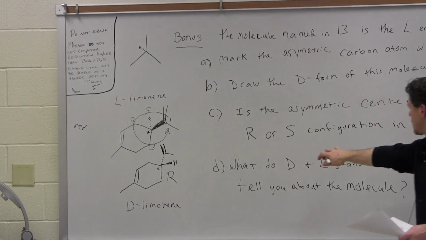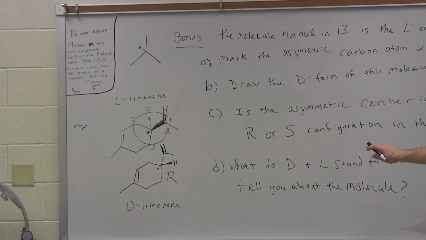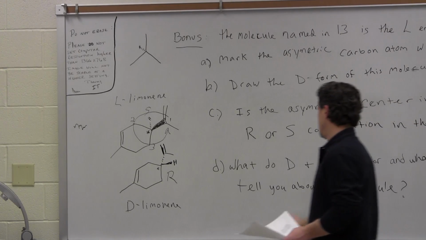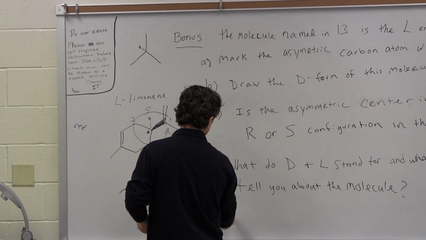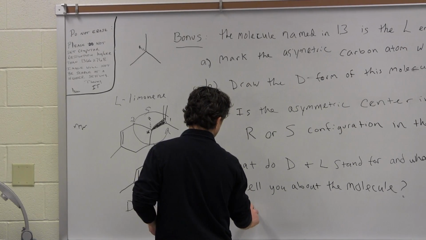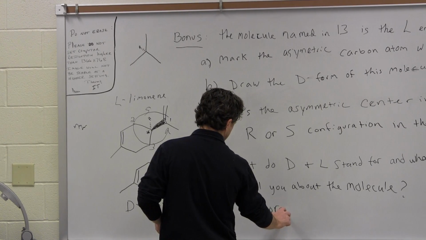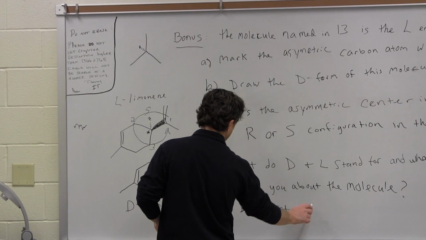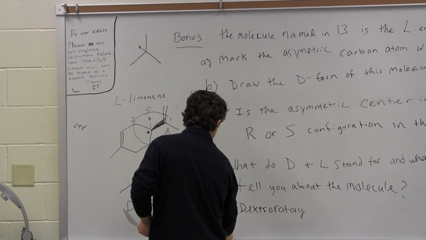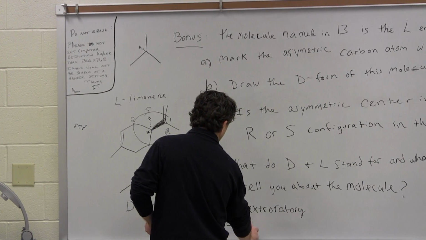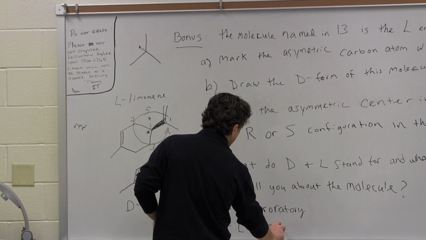And then I ask you, what do D and L stand for? D is dextrorotatory. And L is levorotatory.